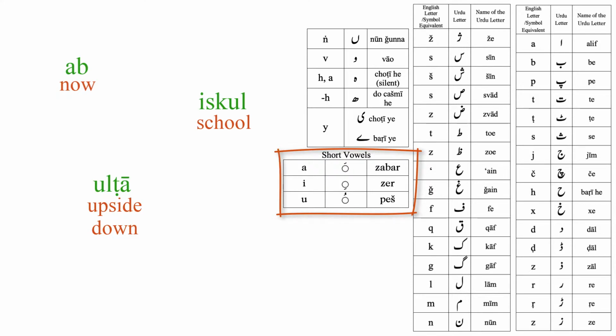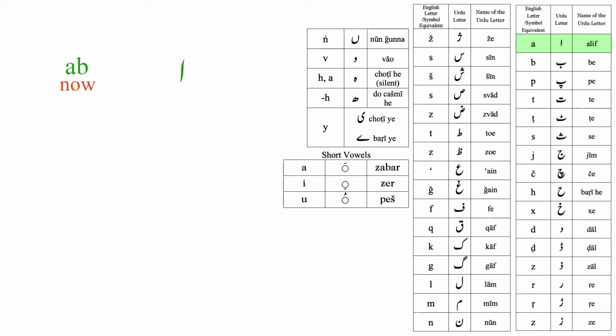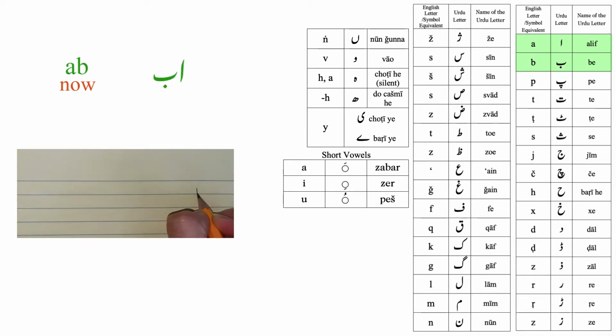So our first short vowel sound, produced by zabar, is a. And we can hear it in ab. So ab is written alif and be. Whenever you place a zabar on top of a letter, it adds an a sound to that letter, as opposed to an I sound or a U sound, which you'll see in just a minute.